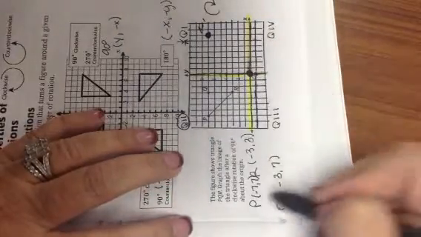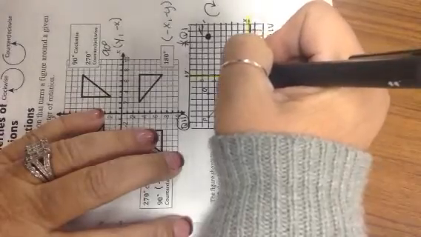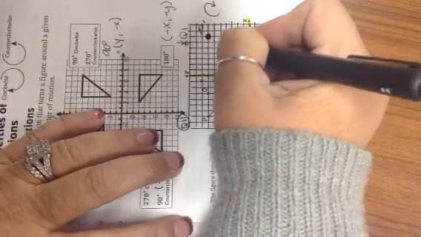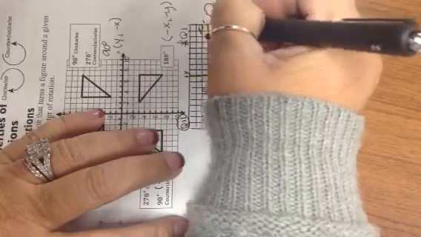Okay? Our Q was sitting at negative 3, 7. So we're going to go 1, 2, 3, up 1, 2, 3, 4, 5, 6, 7. And we're going to put a Q prime right here.